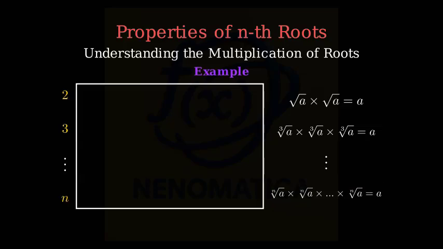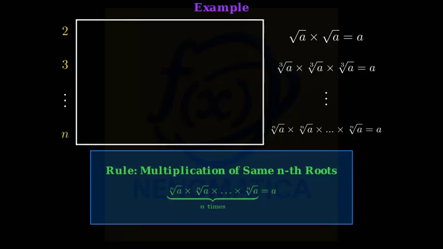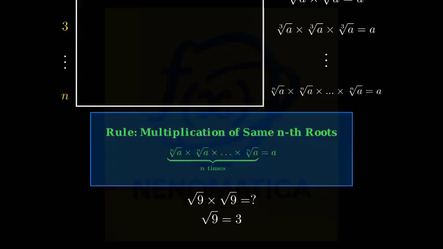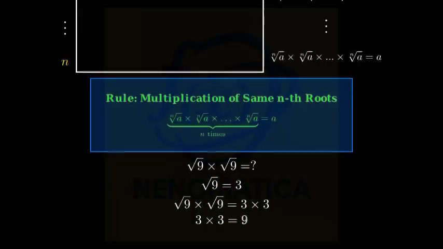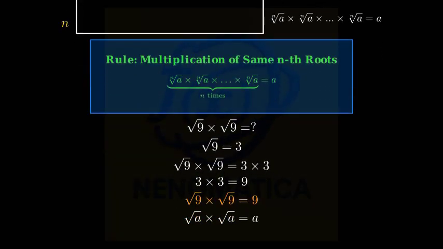Let's explain this rule more formally. The rule states that when we multiply a radical expression by itself a specific number of times, we get the value inside the radical. Let's use a specific example to make this clearer. Consider the square root of 9. We know that the square root of 9 is 3. So, the square root of 9 times the square root of 9 equals 3 times 3, which equals 9. This confirms our rule. When we multiply a square root by itself, we get the value inside the square root.